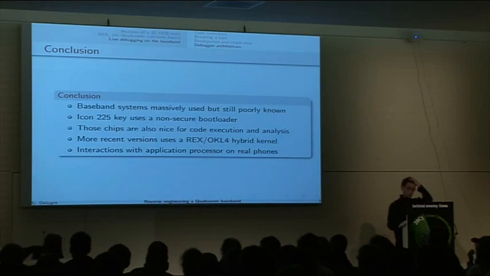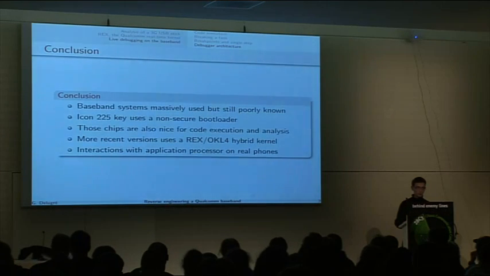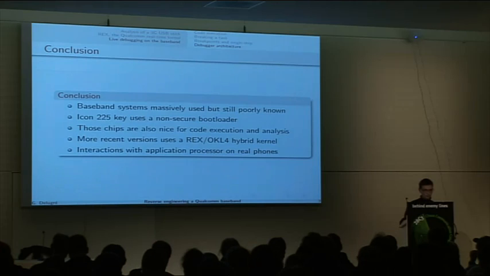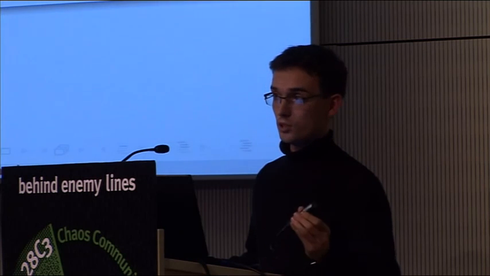As a conclusion, baseband systems are still massively used and poorly known. There is not much literature nowadays on how a baseband operating system is architected. The nice thing about the Icon 225 is that it uses a non-secure bootloader, so you can easily reflash it if you know what you're doing. There is also easy code execution achievable, so it's nice for reverse engineering.